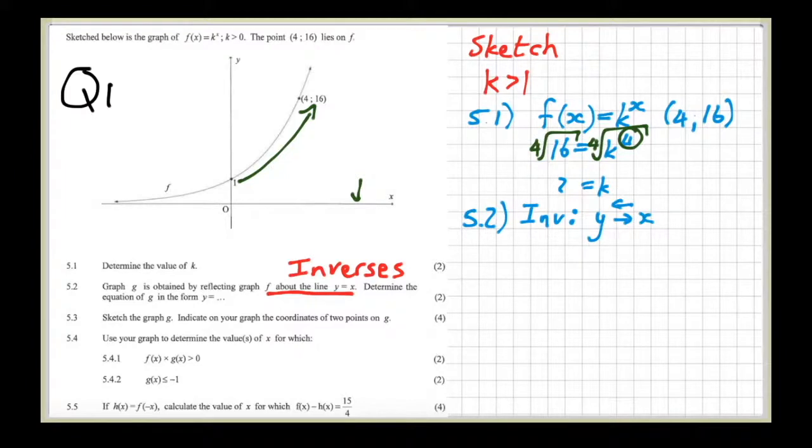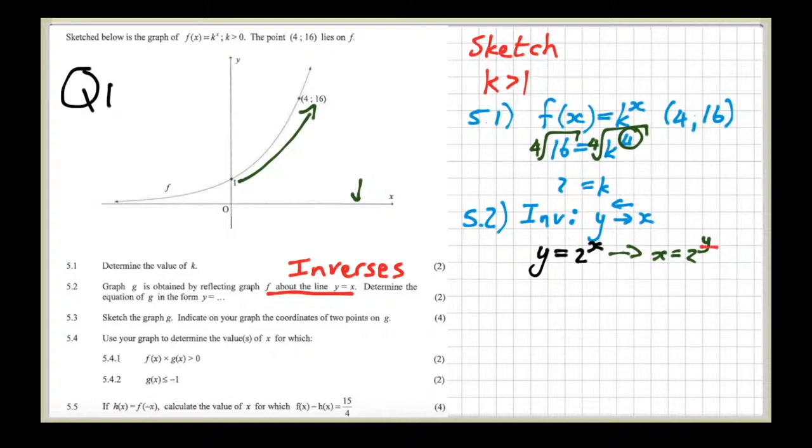So in my equation, which is y equal to 2 to the power of x, that is for f, to get the inverse, I'm going to swap x and y. In other words, x is equal to 2 to the power of y. But we haven't answered the question, and that's a very important thing. With functions and graphs, always make sure you answer the question. The question is, make y the subject.